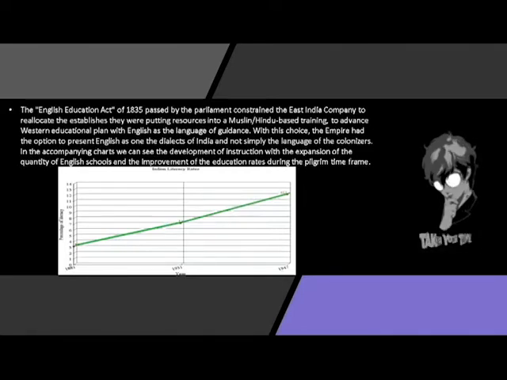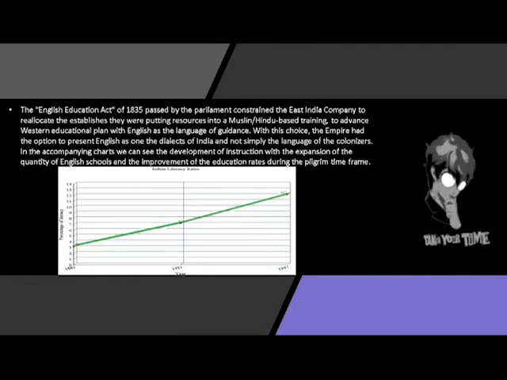As we can see in the chart below, the development of instruction, with the expansion in the number of English schools and the improvement of education rates, is going up in the following years.